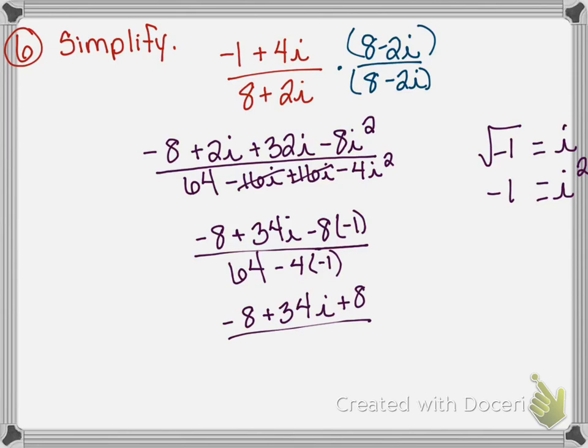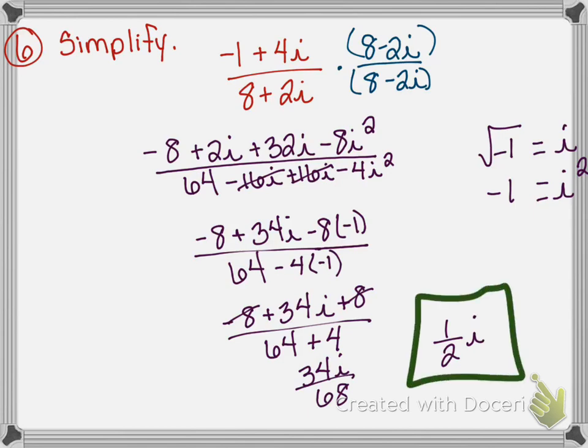64 minus 4 times negative 1, that is also going to give me 64 plus 4, because negative 4 and negative 1 is a positive number. So I end up with 34i over 68, and that does need to be simplified. 34 goes into 34 and 68, so that leaves me with 1/2 i. And that is my final answer.